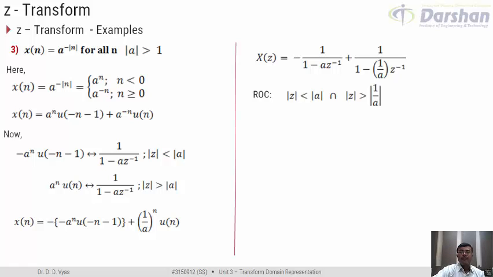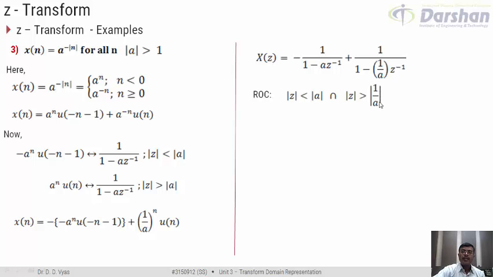So the value of a here becomes very critical. Let us try to take two cases. The first case, the case given here, is mod z greater than 1. So let us take the value of a to be equal to 2. So the ROC says that mod z should be less than 2 and mod z should be greater than 1 by 2, that is 0.5.